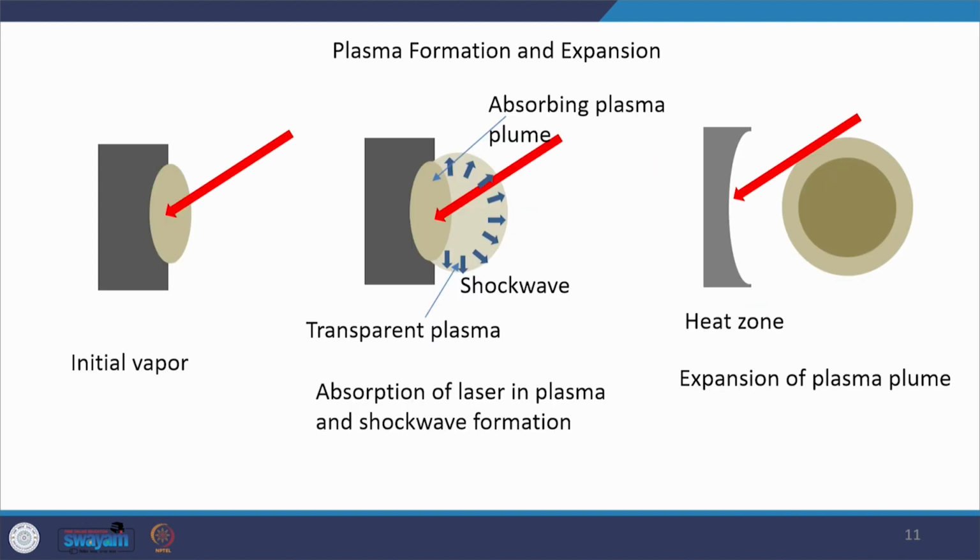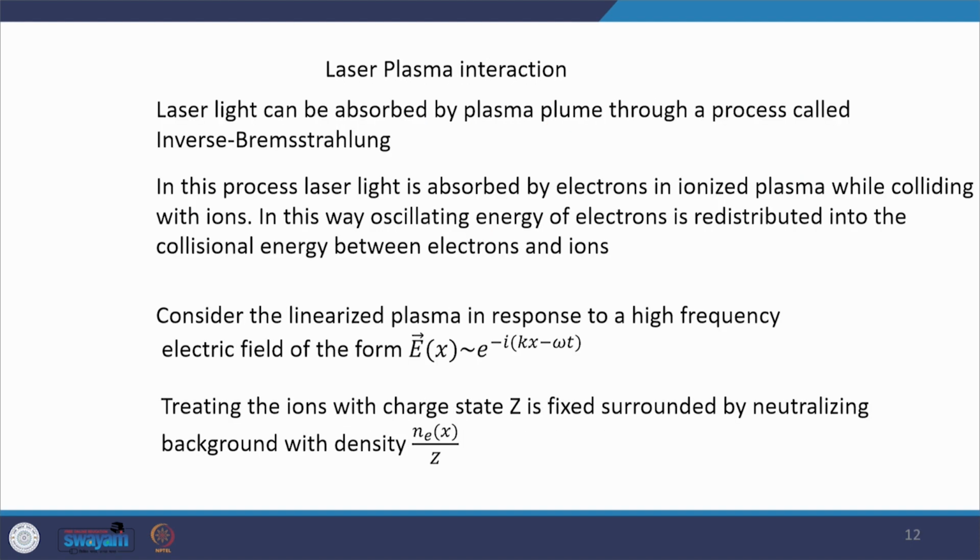Now, these are the different mechanisms. Initially the vapor will form, and then in the plasma there will be two regions: one transparent region where the density is quite low, and another where the density is very high. This is another important phenomenon: the region where the density is very high can block or absorb the laser light, which further increases the temperature of the plasma. Then the plasma will expand with very high velocity, a shock wave will be generated, and finally the plasma will be deposited onto the substrate.